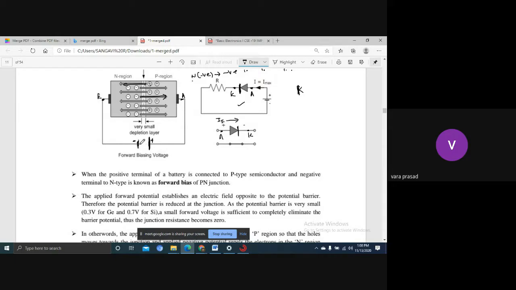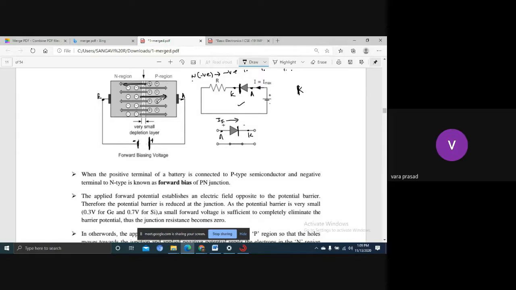Simple one. Here is the positive terminal of the battery and the negative terminal of the battery. Positive is connected to the P region, so holes ripple and move towards the junction, and can cross the junction. Same thing here: the negative terminal of the battery is connected to the N region, so electrons move towards the junction and cross it.